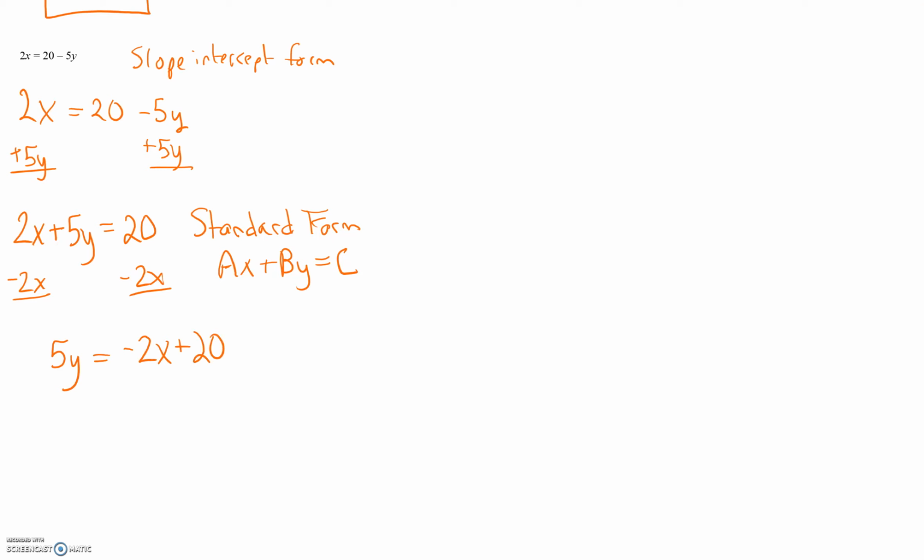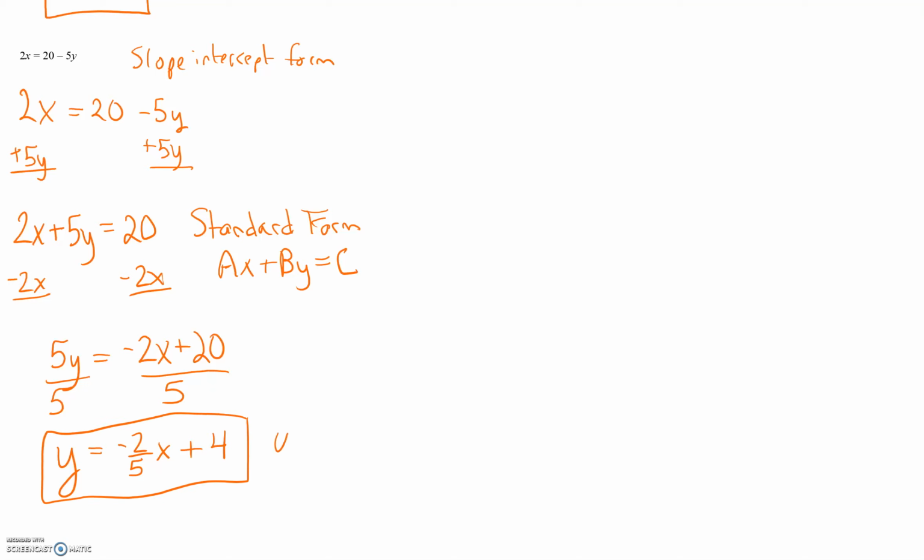And now we're almost in slope-intercept form, but we haven't isolated y. To isolate, we divide. Now we can do y equals, all right, negative 2x over 5 is just going to be negative 2/5 x. Plus 20 over 5. Well, 20 over 5 I know is 4 when I divide it. So now we're in slope-intercept form, meaning we're in y equals mx plus b form.